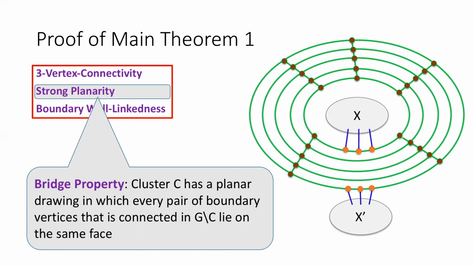So now let's look at this example again. The orange vertices are the boundary vertices. Note that if we remove the circular grid from the whole graph, then the top three boundary vertices are connected to X, so they lie on the same face. Similarly, the bottom three vertices are connected to X prime, so they also lie on the same face. But the top vertices and the bottom vertices are not connected to each other, so they do not need to lie on the same face.